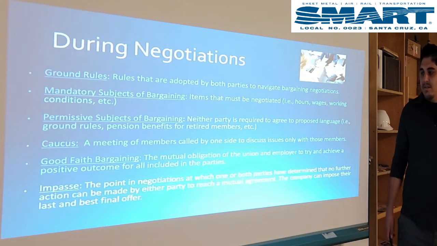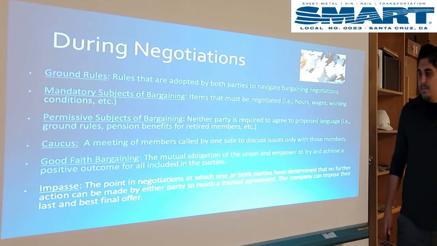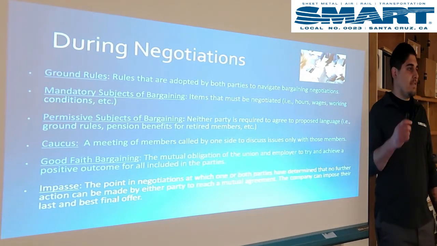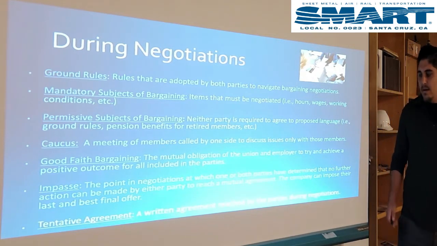Impasse is the point in negotiations at which one or both sides have determined that no further action could be made by either party to reach a mutual agreement. The company can impose their last, best, and final offer when this happens. And then a tentative agreement, a written agreement reached by the parties during negotiations.